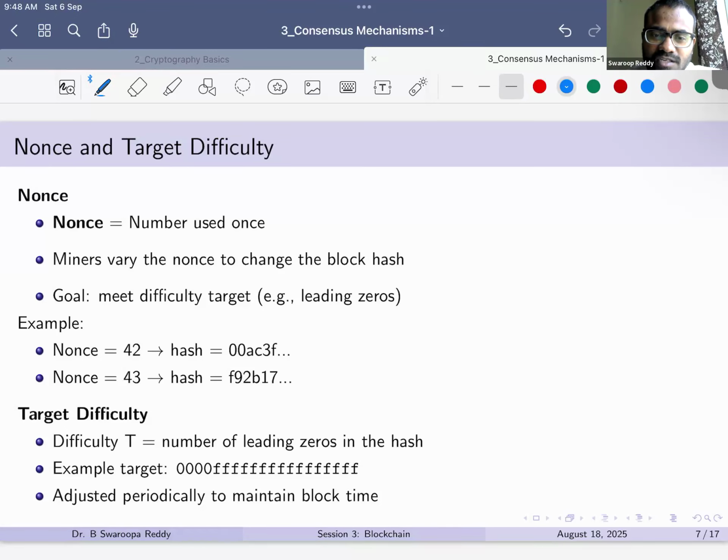For example, nonce value 42 means the hash will be something like this. Nonce value 43, the hash will be something like this. All this we have already discussed in the previous session. t is the target with a number of leading zeros, and the example target value is something like this. For this, the probability will be 1 by 2 to the 4, since there are 4 leading zeros. That means 1 by 16.